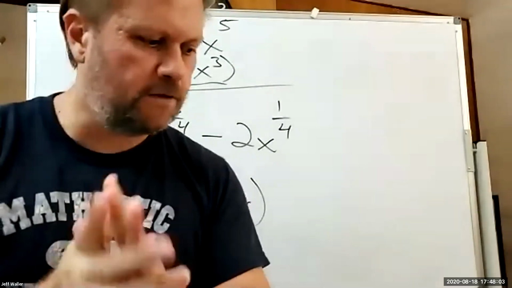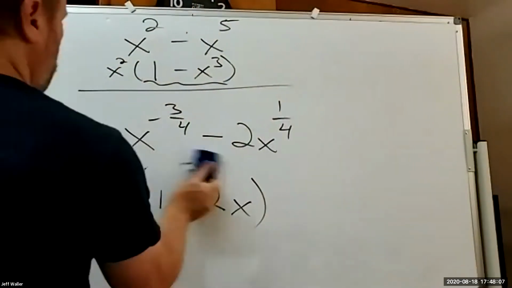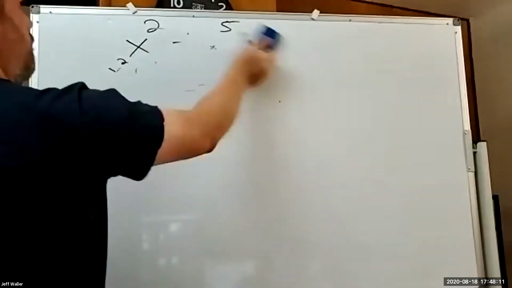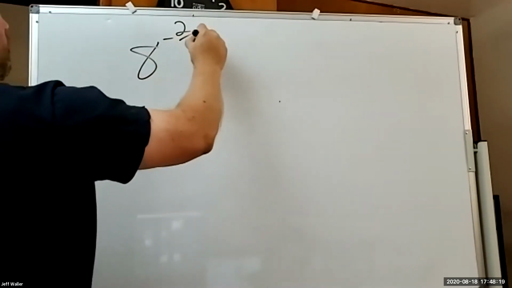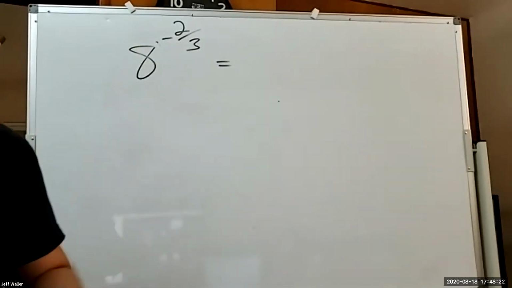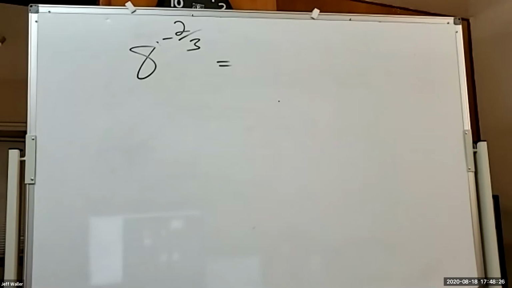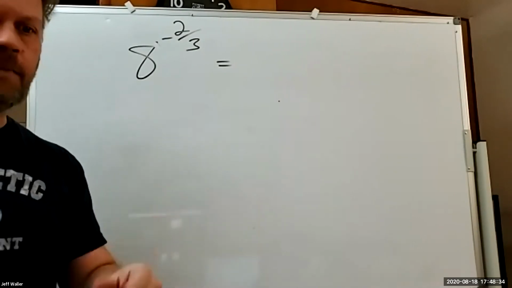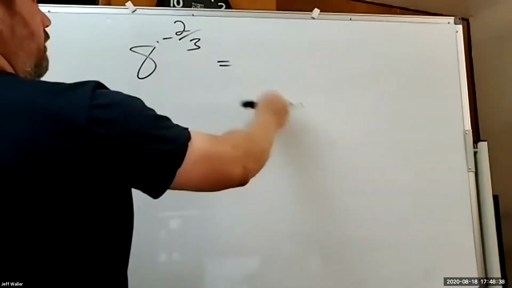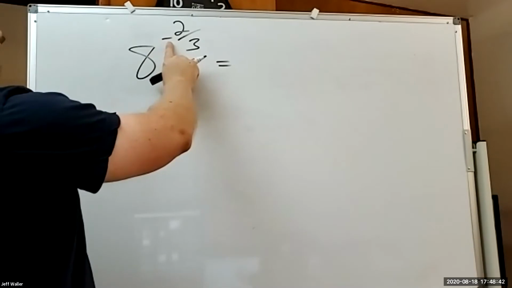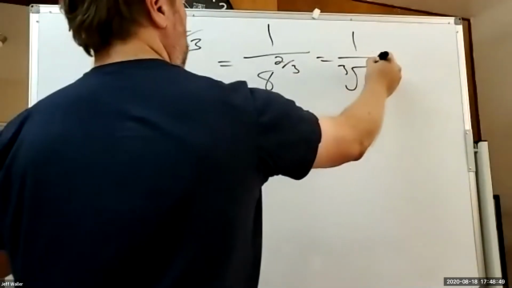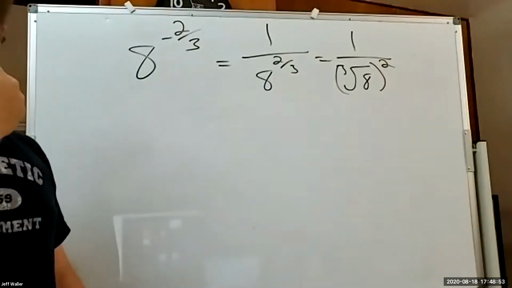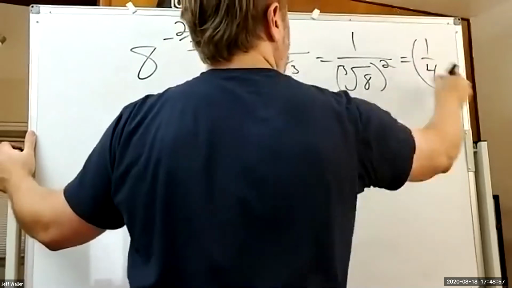Okay. There's a couple other things I wanted to ask you. One of them is just to remember what this means by itself. How would you simplify that? I think we saw one like that yesterday. Yeah, good. Remember what I said, the roots are on the bottom, powers on the top. But what does this mean? Would you flip it and make it 1/8 to the 2/3? I love it. Which is 1 over the cube root of 8 squared. And of course, cube root of 8 is 2, squared is 4. Yay!